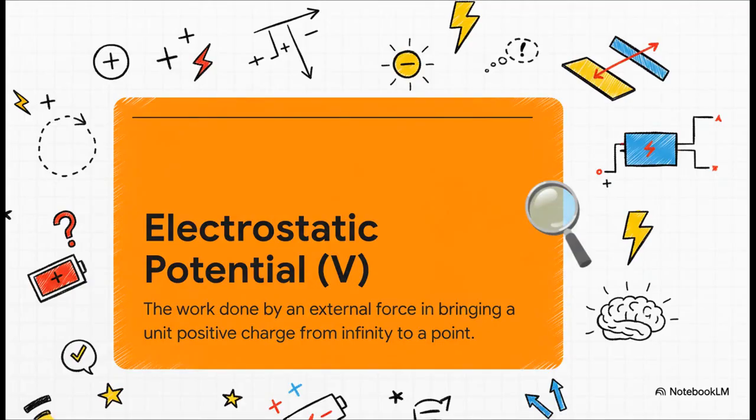Okay, so that was potential energy. Now, what about just potential, written as V? Now, you can see the long textbook definition here, but let me give you the simple secret for your exam. Just remember the formula. Potential is simply the work done divided by the charge. That's it. V equals W by Q. It tells you how much work it costs per unit of charge to be at that spot.